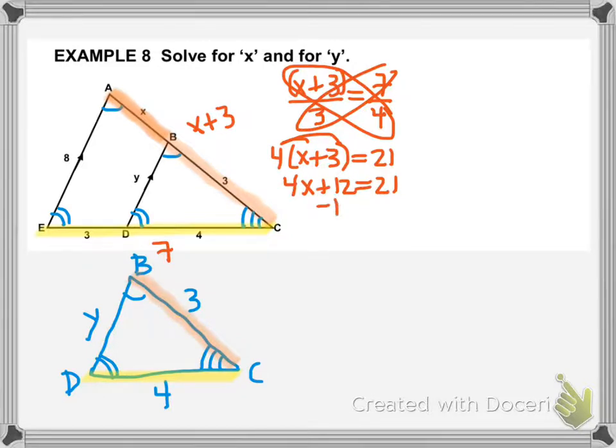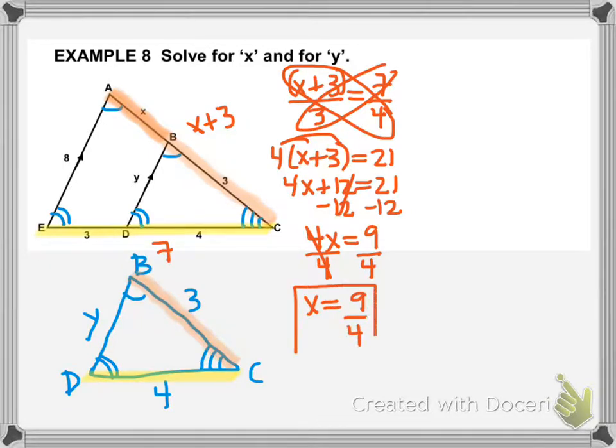Let's move our constants to the right side since our variables are on the left. We'll move that 12 over by subtracting it from both sides. So 4X equals 21 minus 12, which is 9. To get X by itself, we divide both sides by 4, so X equals 9/4. We can leave it as the fraction 9/4, I'm totally cool with that. If you want to convert it to a decimal, I think it's 2.25, but the fraction is better.